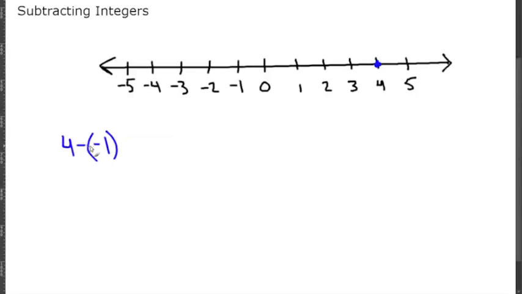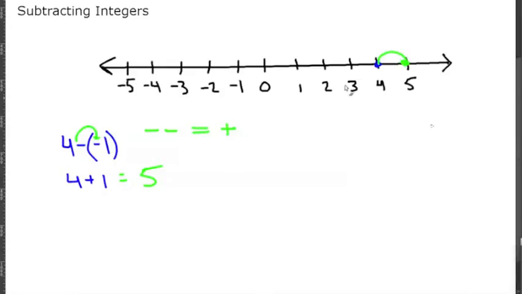But subtracting a negative is the same thing as adding the opposite. So we're going to do 4 plus 1. So you can think of it almost as this is combined with that. So instead of having a double negative, you're going to have a positive. So 4 plus 1 is now easier to do. It's just 5.